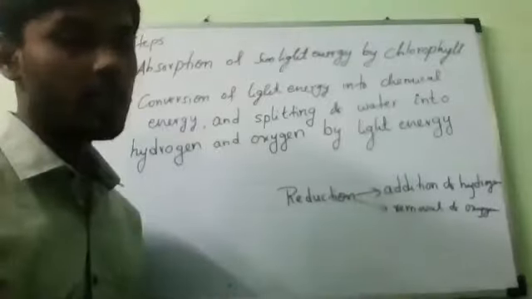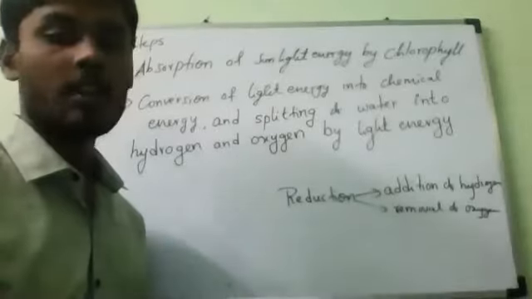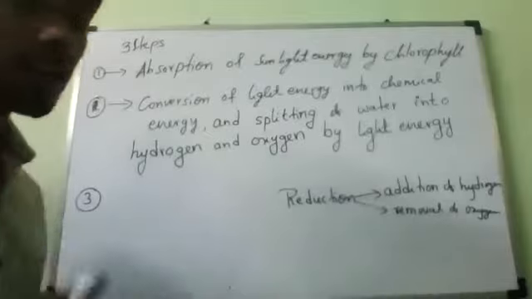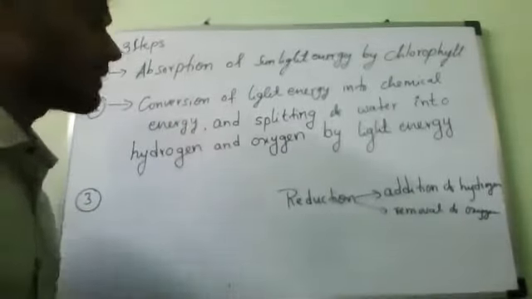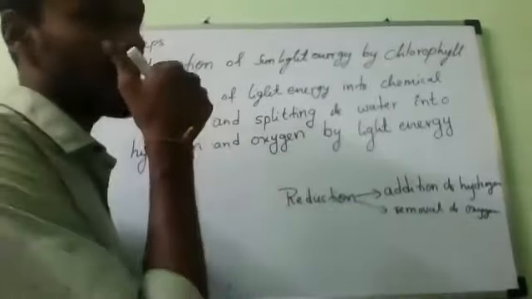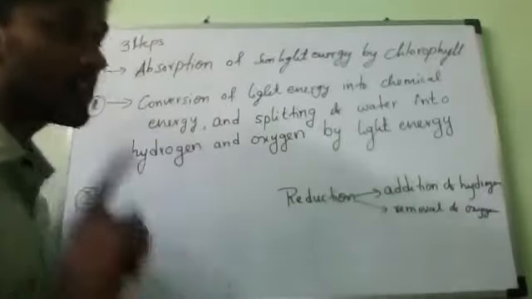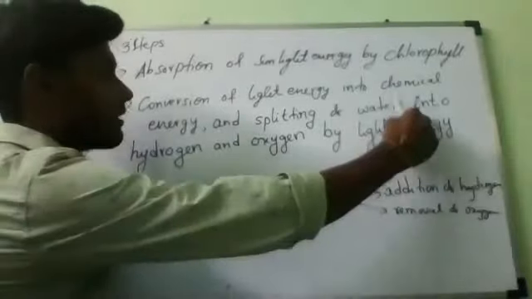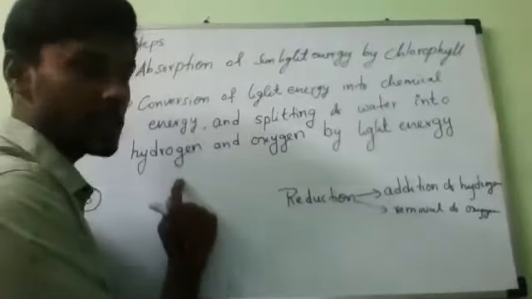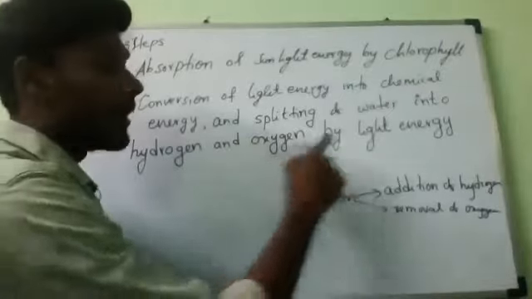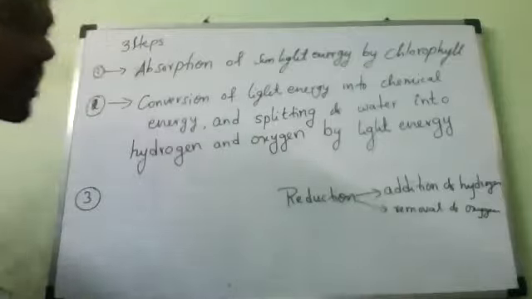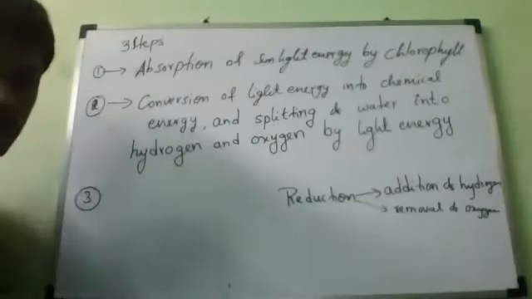You know that first step, sunlight will be absorbed by the chlorophyll. Second step, this light energy will be converted into chemical energy, and here the decomposition will take place. But basically, the decomposition reaction we have studied with the help of electricity is only electrolysis of water. But in the photosynthesis reaction, the water will be decomposed into hydrogen and oxygen by help of what? By help of light energy. So this is step 2 which is involved in the photosynthesis reaction.